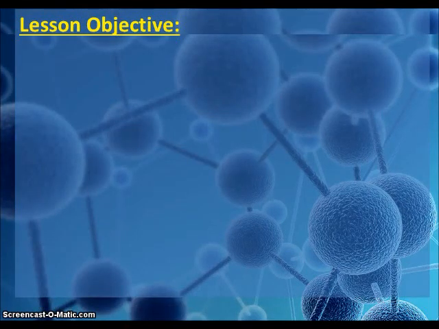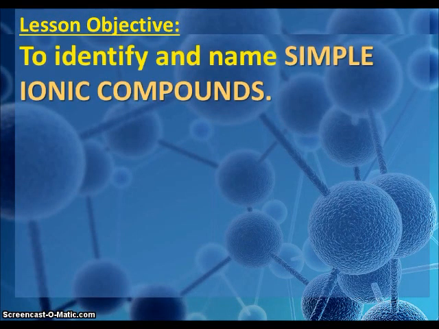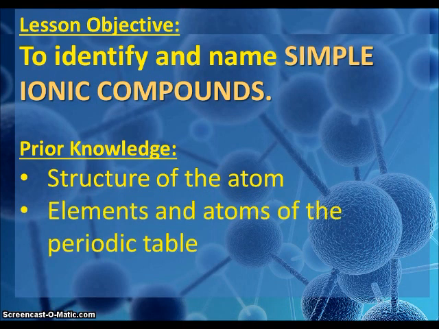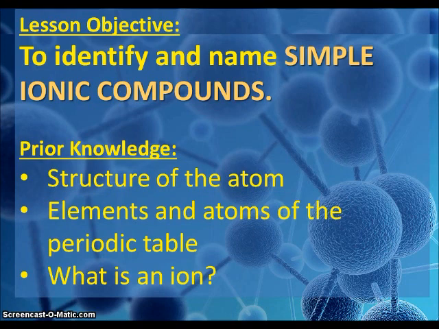After today's flip lesson, you should be able to identify and name simple ionic compounds. Previously, you've learned about the structure of an atom, the elements and atoms that make up the periodic table, and you've learned about what changes an atom makes to become an ion.